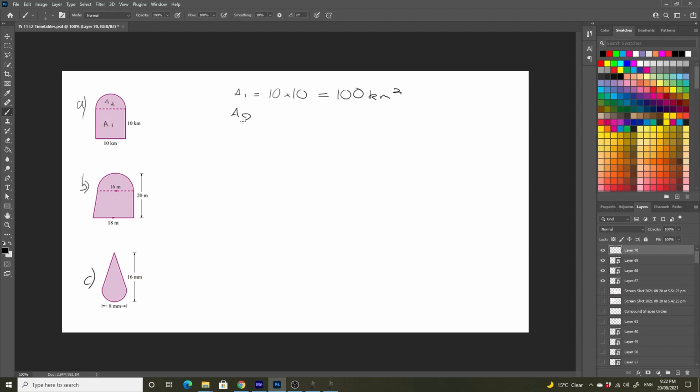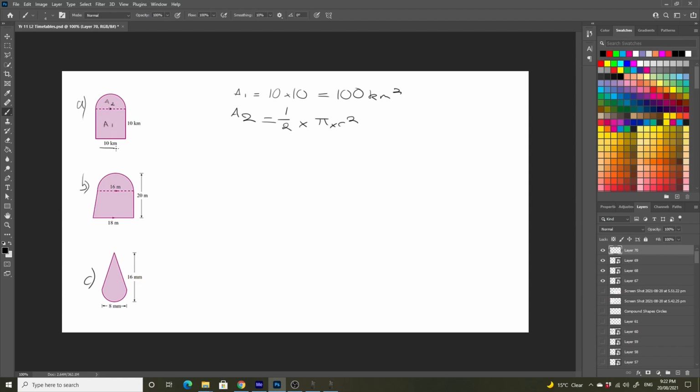In A2, we're going to look at a semicircle. So a semicircle is equal to the fraction of the circle times the area of the total circle. In this case, the fraction of the circle for a semicircle is half. So it's going to be half times the area of the circle, which is pi r squared, or pi times r squared. So what is r going to be? Well, r is going to be the radius of this circle.